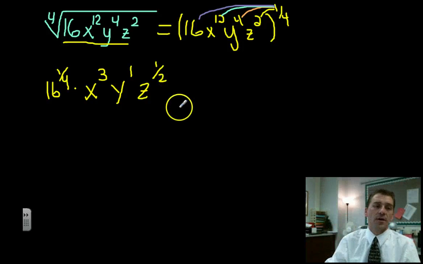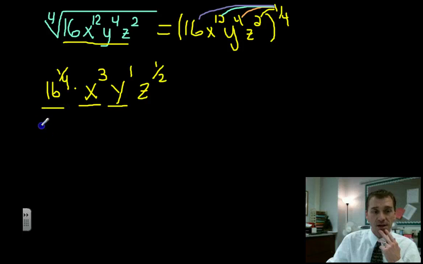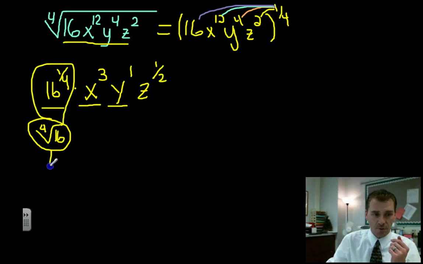Is there anything at all when I look at this that I can do? Well, x to the 3rd is pretty set. Nothing else I can do. y to the 1st is pretty set. 16 to the 1/4 power is really the same thing as the 4th root of 16. But wait, can I simplify that? The 4th root of 16, what number times itself 4 times gives me 16? Oh, that's 2. So this whole thing right there simplifies down to a simple little 2.